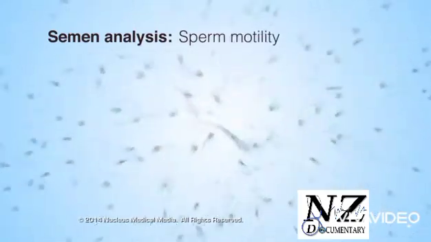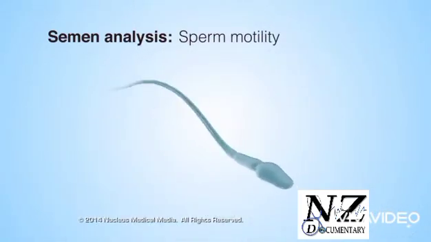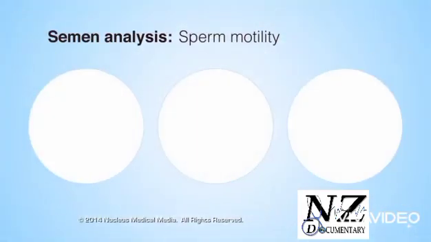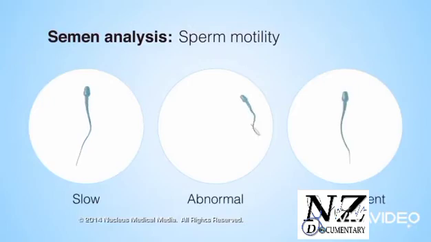Second, a motility test will look at the way the sperm move or swim. If the sperm have poor motility, they swim too slowly, don't swim properly, or don't move at all. With poor motility, the sperm may not be able to swim towards a woman's egg to fertilize it.